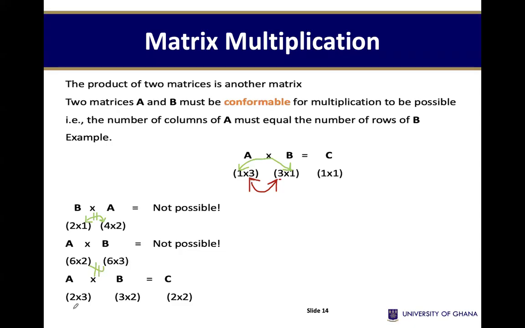And lastly, we have a matrix of 2 by 3, another matrix of 3 by 2. If you check well, this one, the inner agrees. So that's what you get here. Okay. So that's good.